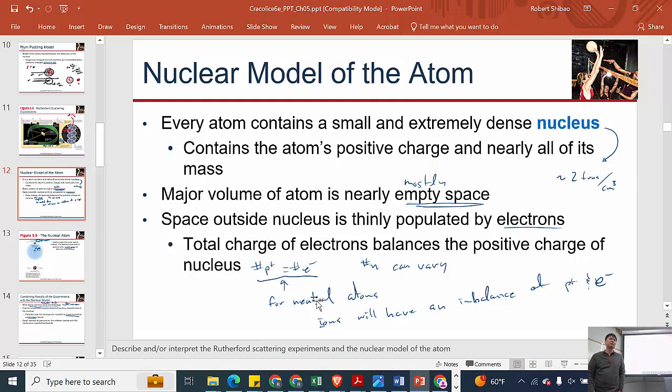How many tons per cubic centimeter for osmium and iridium? What is the density of osmium and iridium, roughly? Just take an estimate. 22 tons per cubic centimeter? Is that right? About 22 tons per cubic centimeter, meaning that those are even more dense than the nucleus. Is that right?